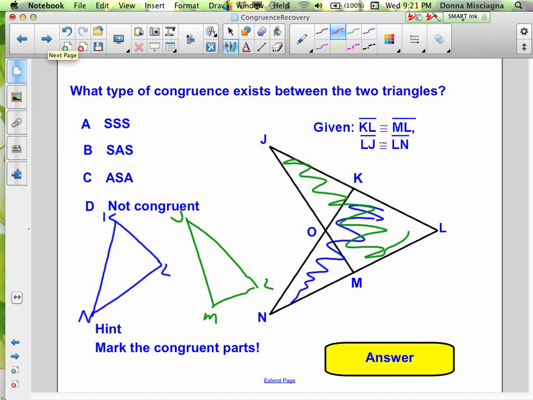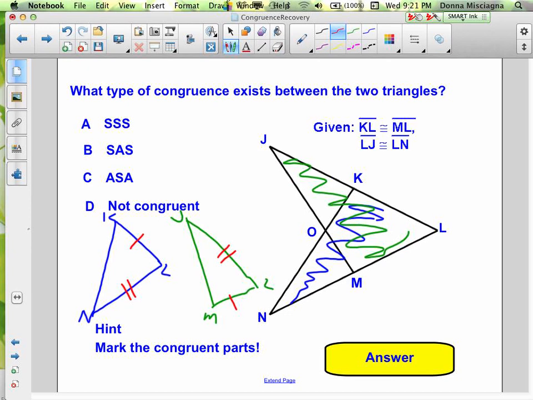We're given that KL is congruent to ML. We're given that LJ is congruent to LN. And we might look at that and say, oh, I only got two sides. What can I do? If you don't see anything else, go back to the picture. Is there something else that has to be congruent? So let's take a look at our angles.